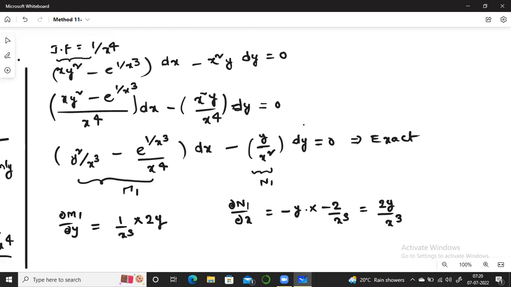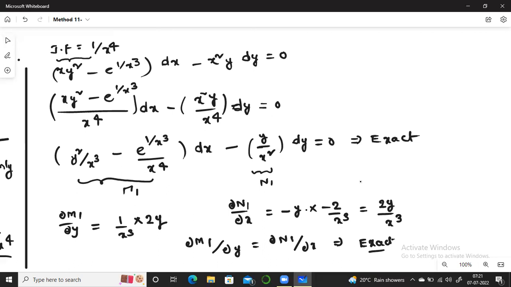It means both are equal. ∂M1 over ∂y is equal to ∂N over ∂x. It means it is exact. I'm just verifying it. Every time you need not verify if the condition is satisfied. So now I understand that my equation is exact. So this is my equation, right?